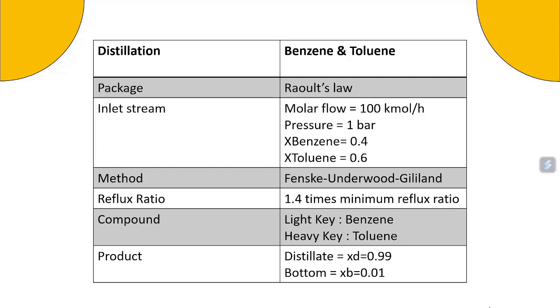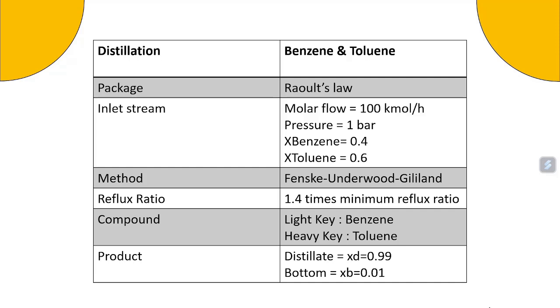The method which we will be using to do this calculation is Fenske-Underwood-Gilliland. The reflux ratio is 1.4 times the minimum reflux ratio. Here the light key compound is benzene and the heavy key compound is toluene. It is important to understand this because the light key component we will be getting in the distillate, and the heavy key will mostly be in the bottom. The product purities for distillate and bottom are 0.99, so we get maximum distillate, and the bottoms will be a bit less.